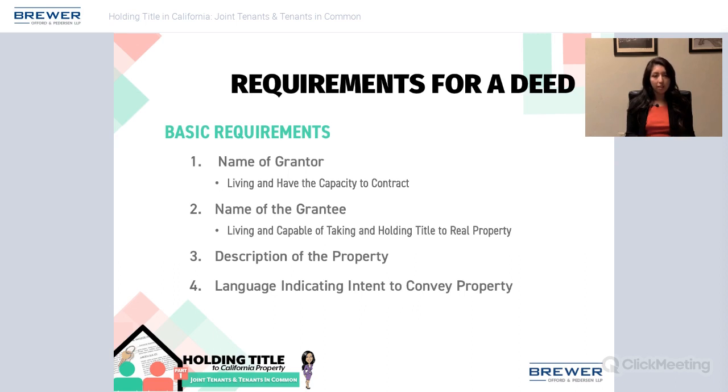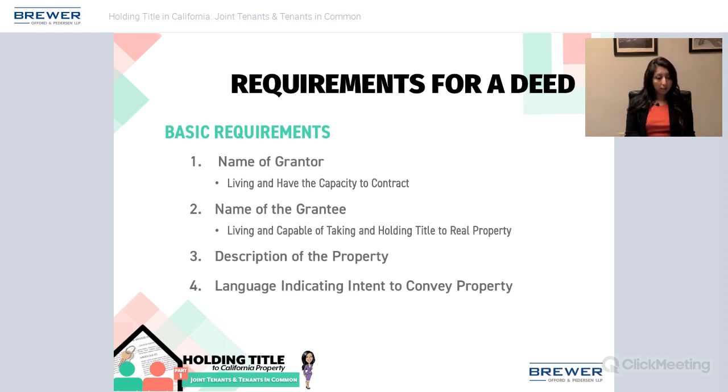But whoever is executing the grant deed has to have the authority to execute it, has to have the capacity to execute it, and it must include the name of the grantor, the owner, or seller. Okay, the second is the name of the grantee. Who are you granting it to? So you have grandparent to grandchild. So grandpa is executing this grant deed to give the property to grandchild. And it has to actually state the name of the person.